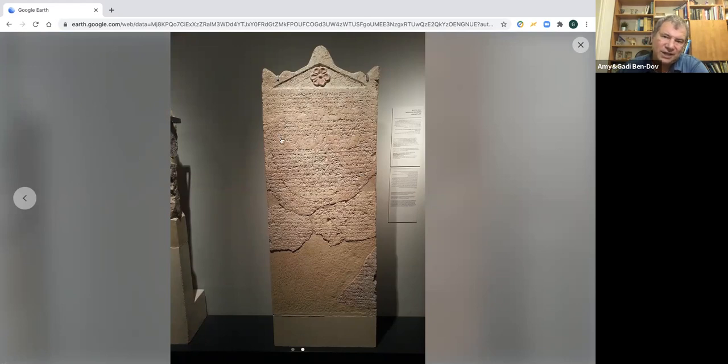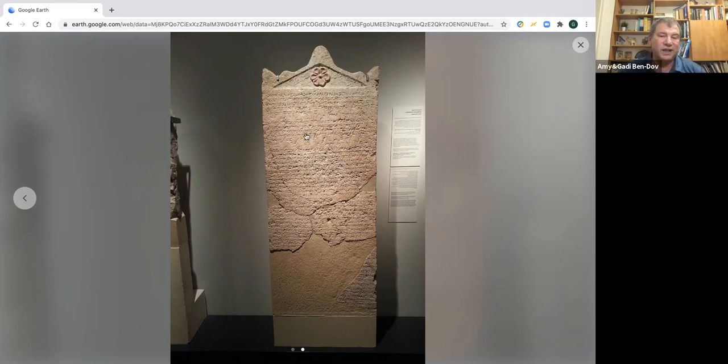And this piece, you see how it's broken in a few pieces. This big piece was never found until, I'll tell you in a moment. This piece was found and was in the Israel Museum. And this piece was found in the excavations in Marisha, where we are. Now, what's interesting is that no one knew about this big piece.